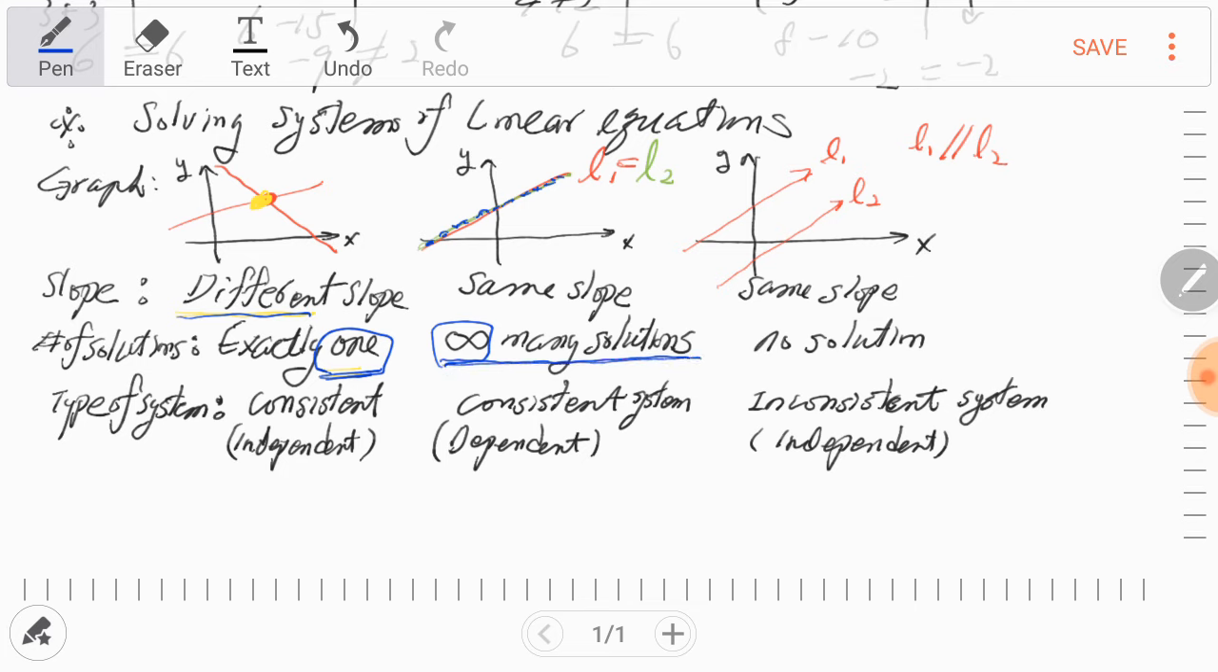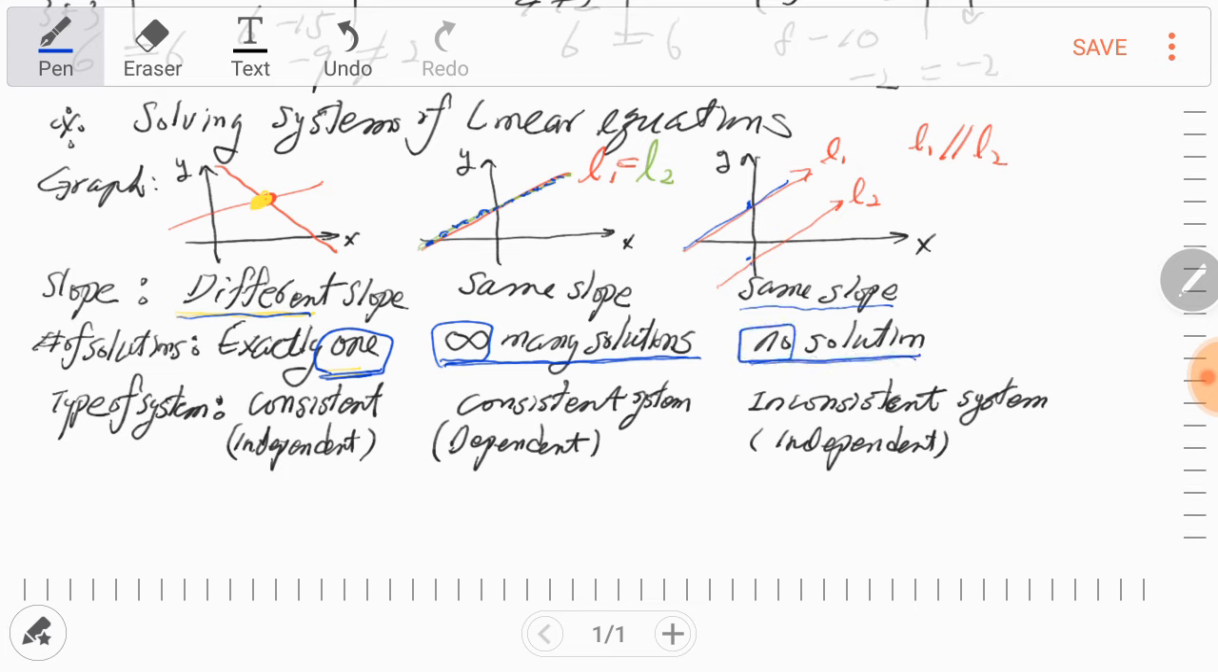The third type is two lines that are parallel. Since they are parallel, they never cross each other. So of course, the slopes are the same. They have the same slope, but they are in different locations. Since they don't intersect each other, there is no solution.